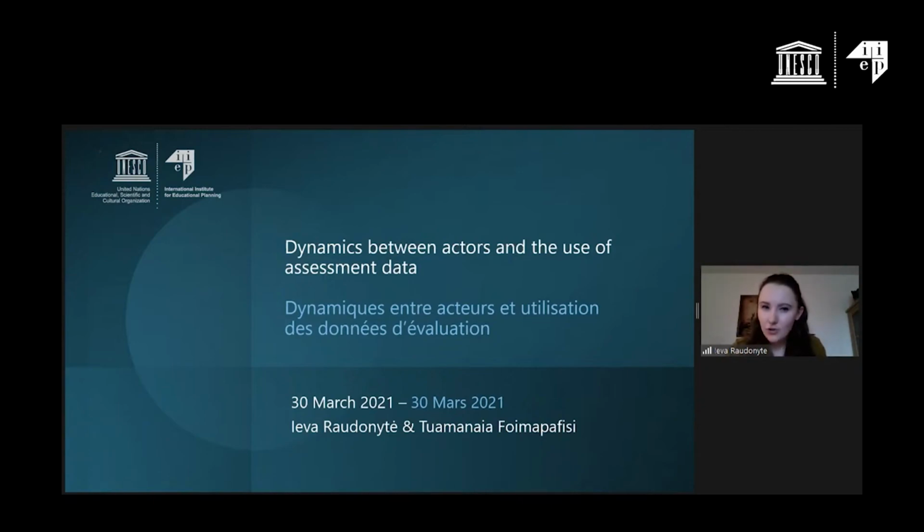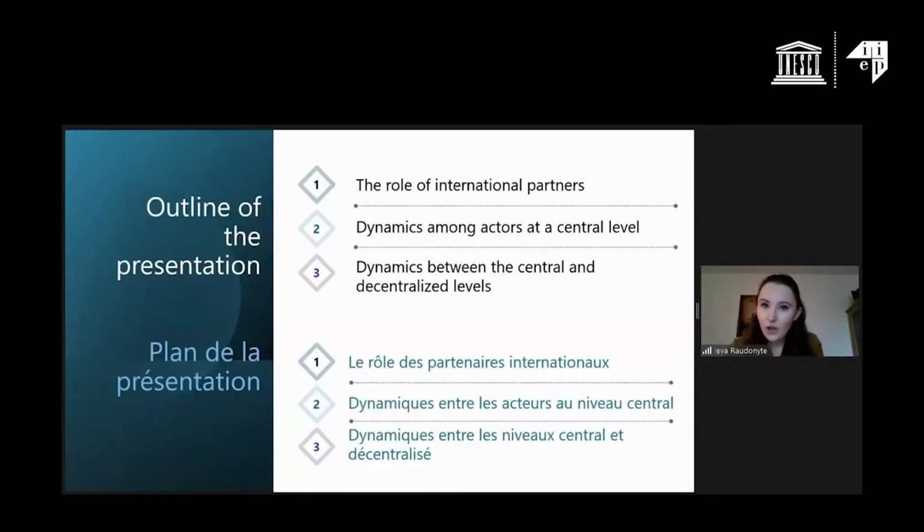And our study demonstrated that it is very important to analyze dynamics among actors because they might, to a large extent, affect the use of learning assessment data. In today's presentation, Tom and myself will first of all look at the role of international partners. We'll then turn to dynamics among national actors involved in national large-scale assessments at central level. And then we'll turn to the dynamics between the central and decentralized levels.